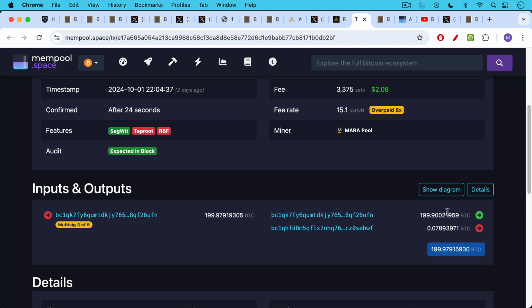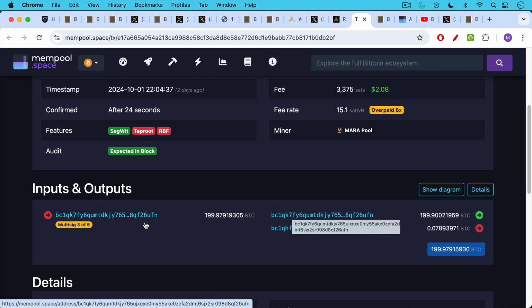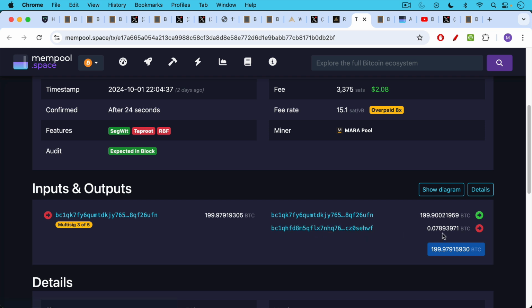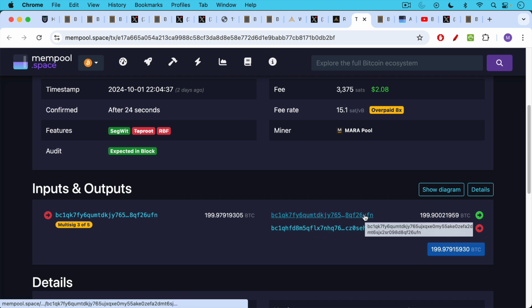Most of the money, most of the Bitcoin, is going back to the change address. It's going back to the original address. So on the left here, we have the inputs to the Bitcoin transaction. We have the outputs. One of them, a small amount, is just being sent somewhere to prove that they can spend. And then the rest is going back into that address.